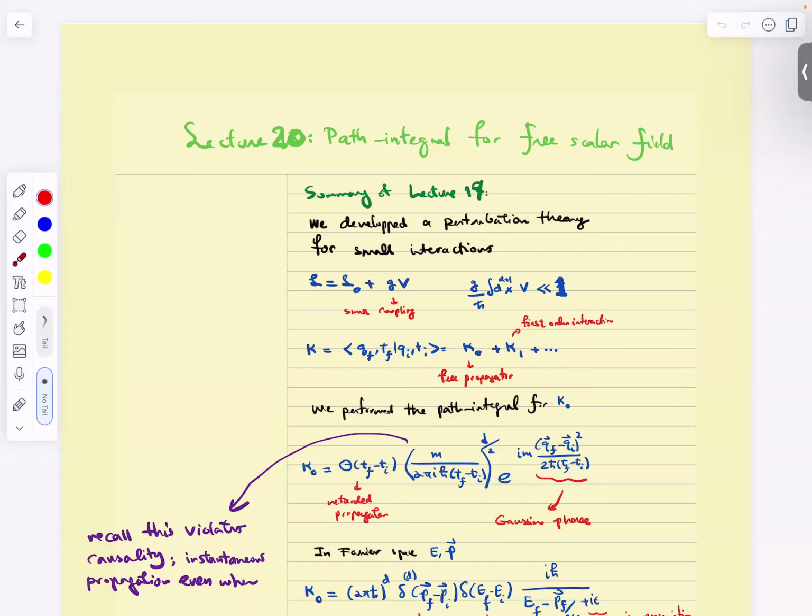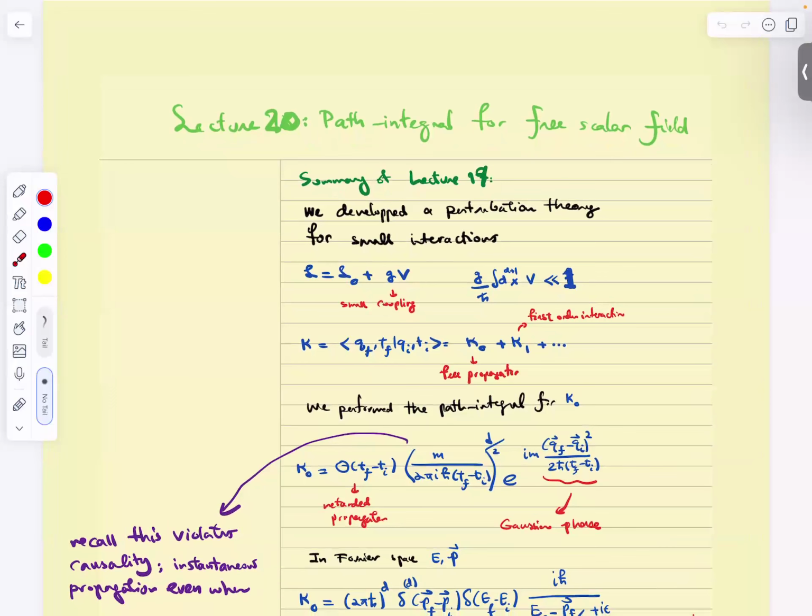And then there was this i epsilon prescription that we talked about. I'm going to go over it again and repeat the i epsilon prescription. Hopefully, I think you need to see it a couple of times. I'll make a comment about causality. All right, summary of lecture 19.